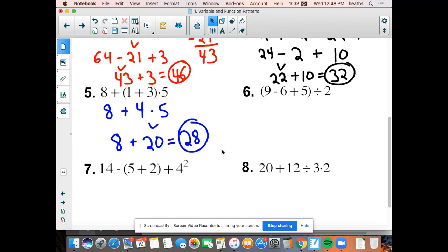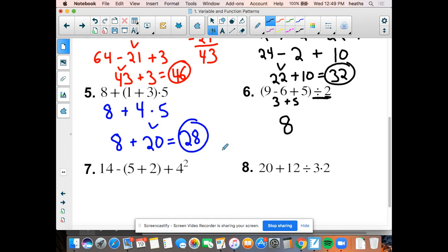Okay, number 6. We have parenthesis 9 minus 6 plus 5, end of parenthesis, divided by 2. So we need to figure out all of that. Now, there's 3 numbers in that parenthesis, which is a little bit different than what we've been presented with in any other problem. But we need to figure out that whole parenthesis first. So 9 minus 6 is going to be 3. 3 plus 5 is 8. So that entire parenthesis, after we solved it, is 8.